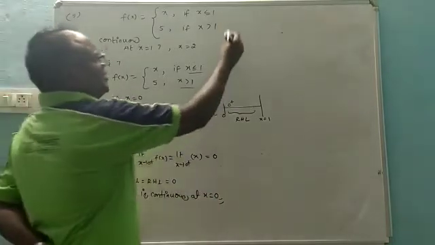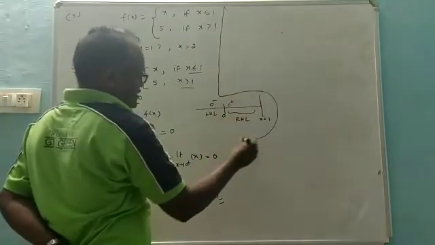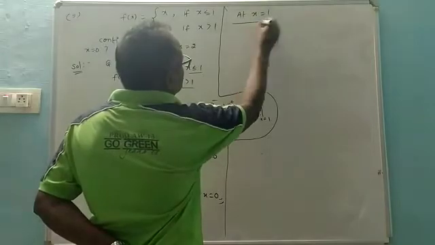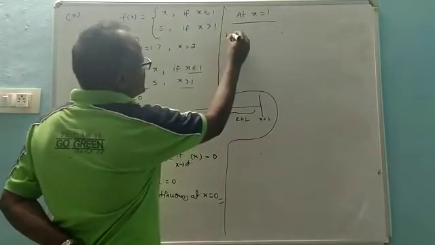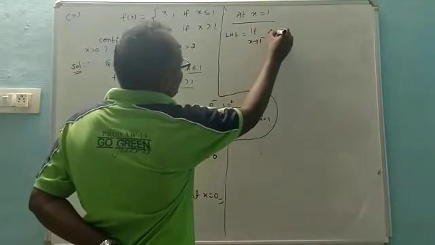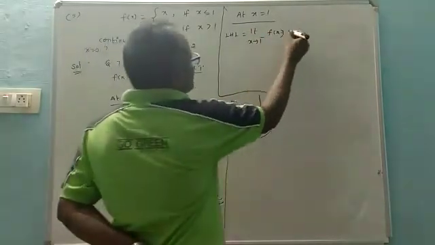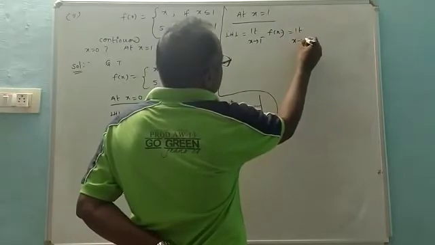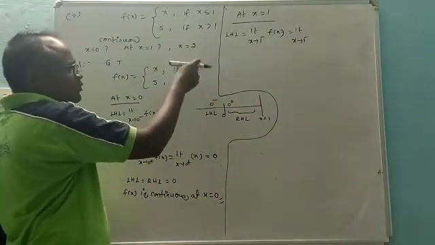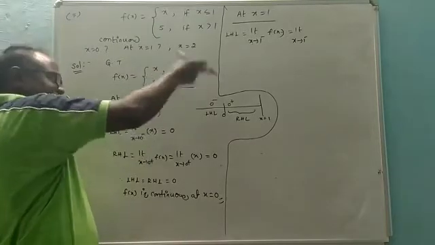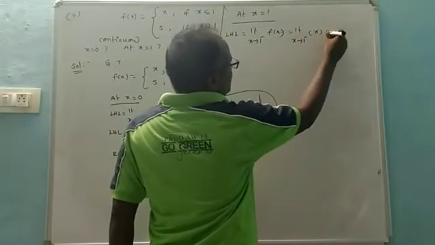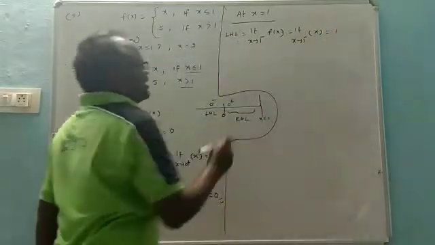The next, what about at x equal to 1? Left hand limit means limit x tends to 1 minus f of x. Limit x tends to 1 minus means less than 1, and less than also uses the same function, which is x. Now substitute x equal to 1, that is the left hand limit.